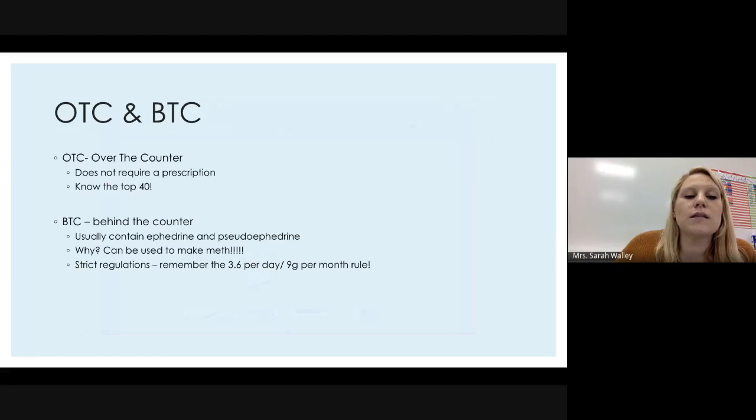That is usually something with ephedrine or pseudoephedrine, like Sudafed. And why is it behind the counter? Because it can be used to make meth. And there are strict regulations. Remember, you can buy 3.6 grams per day or 9 grams per month. 9 grams is the total per month you can buy, but you can only buy 3.6 per day until you get to that 9 for the whole month.